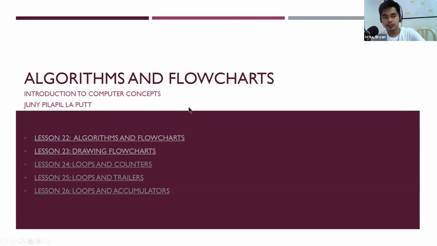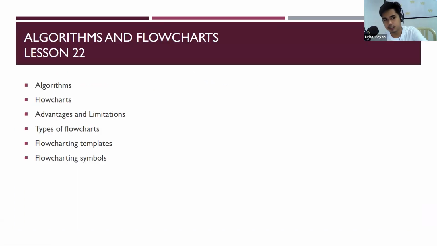Okay, so from this reference, we're going to discuss lessons 22 to 26: algorithms and flowcharts, drawing flowcharts, loops and counters, loops and trailers, and loops and accumulators. And there will still be another lesson. Okay, so let's proceed with our algorithms and flowchart. So this will be the summary.